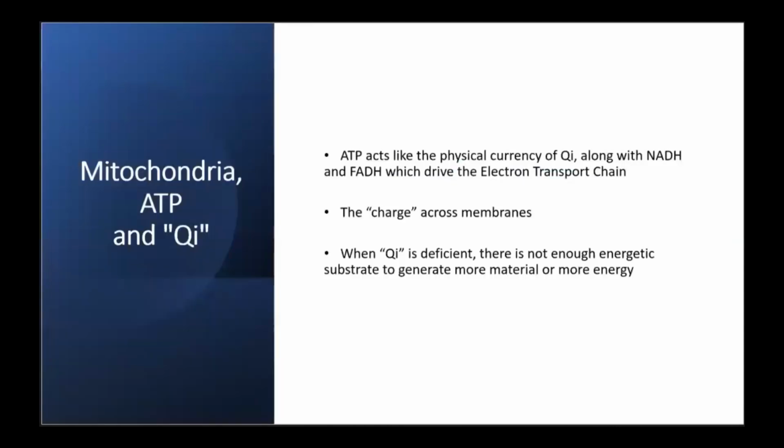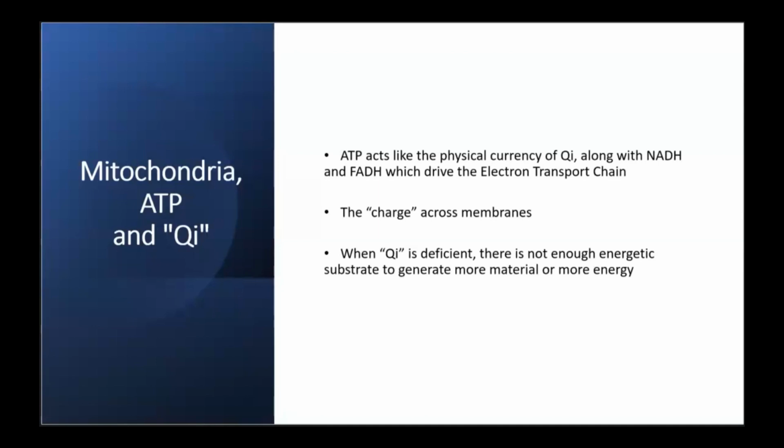So ATP acts like the physical currency of Qi, along with NADH and FADH, which drive the electron transport chain. This is oxidative phosphorylation, that very elegant biological process by which our cells make energy most of the time, right? 36 to 38 molecules of ATP per molecule of glucose. It's a pretty cool thing. Whereas if you did fermentation or just the basic lactic acid cycle, you only get 2 net molecules of ATP for the same amount of sugar.